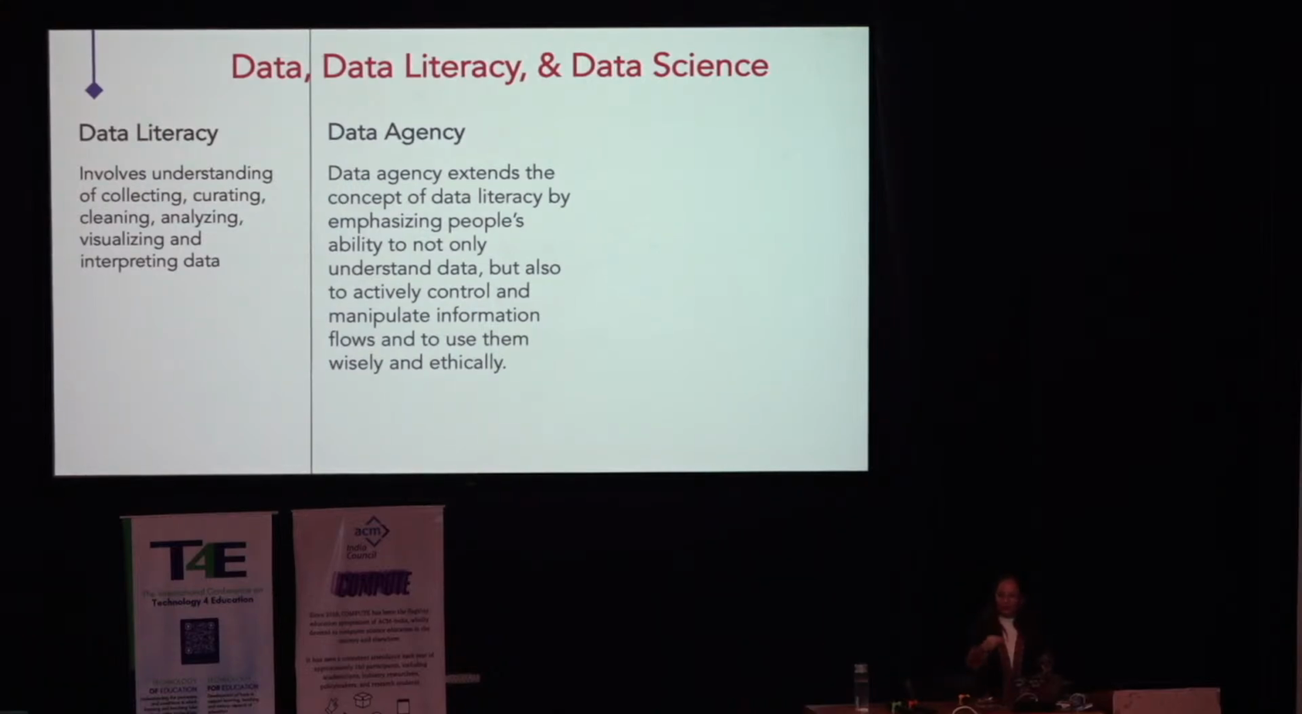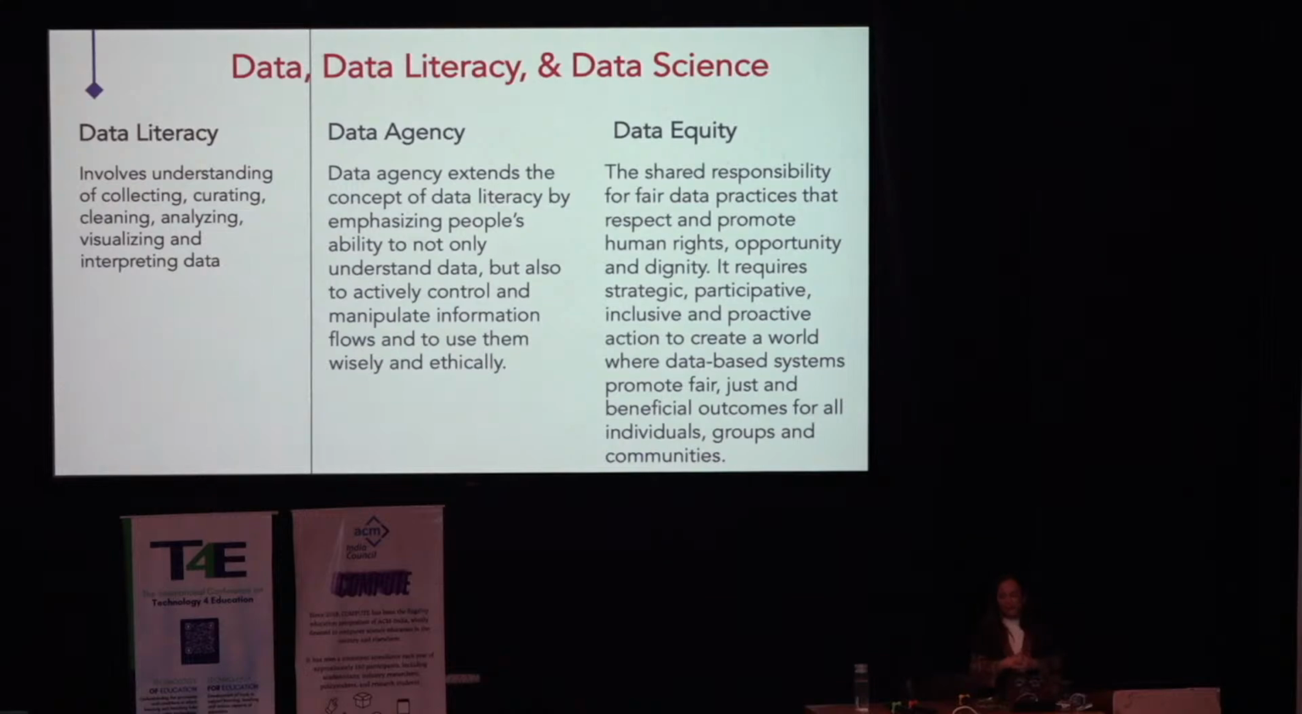Whenever we do the cookies thing or the CAPTCHA, etc., we are inadvertently training models or giving our data away. And there's also this idea of data equity, which is the shared responsibility for fair data practices that respect and promote human rights. Sort of going back to this idea of yesterday, nothing about us without us. So if you're going to use our data, then we need to maybe be compensated, or don't just use it for your own gains and purposes.